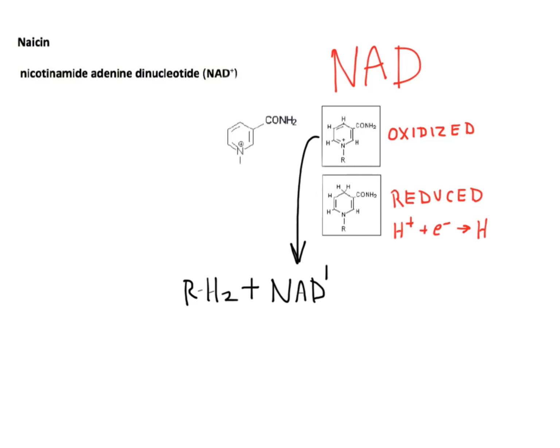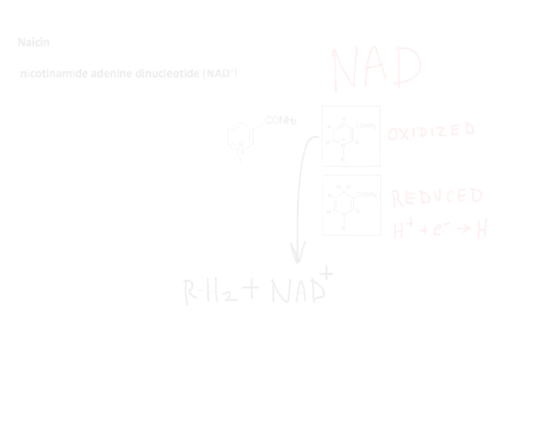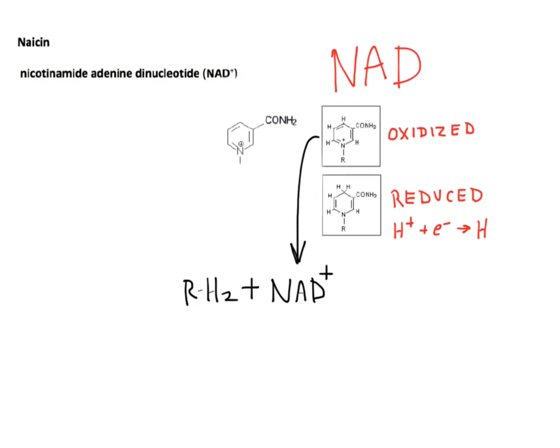In the oxidized form, it has a positive charge, and we usually abbreviate this as NAD+. Two hydrogens are removed from the substrate. NAD acts as an acceptor of two electrons and a proton, and one proton stays in solution.